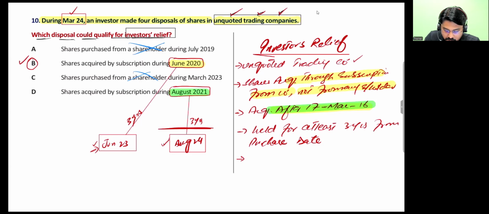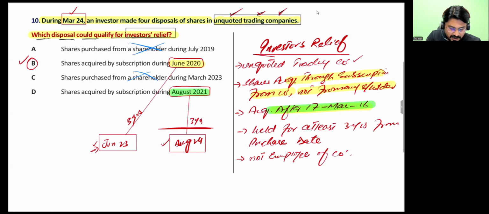By the way, there is also another condition that the person must not be an employee of the company. Although this condition is not relevant for this question because it is not mentioned, and the examiner has asked you to identify which disposal can qualify for investor relief based on the data available.